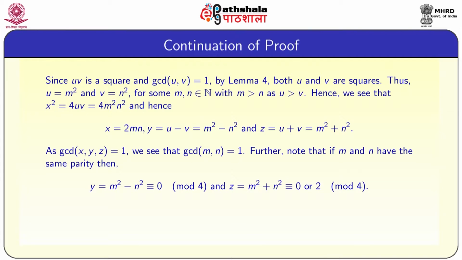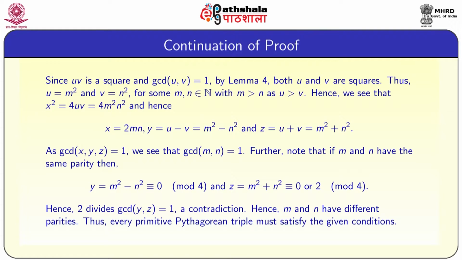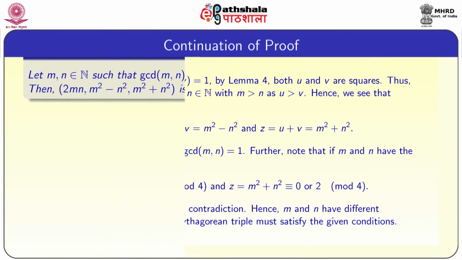Now, as GCD of x, y, z is 1, we will see that GCD of m, n is equal to 1. Further note that if m and n have the same parity, then y equal to m square minus n square is congruent to 0 mod 4 and z, m square plus n square, is congruent to 0 or 2 mod 4. So, consequently 2 divides GCD of y, z, which is equal to 1, a contradiction. So, m and n should be of different parity. Thus, every primitive Pythagoras triple must satisfy the given conditions.